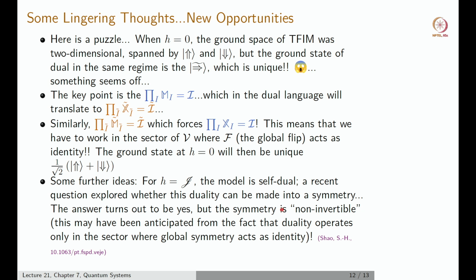So this gives rise to a very interesting research topic called non-invertible symmetries. And in many ways, this could have been anticipated, by simply making the observation that the duality operates only in the singlet sector, singlet meaning the sector in which the flip operator acts like identity. If you are interested, you should check out this paper by Shao. It's a very, very interesting and very nicely written paper.